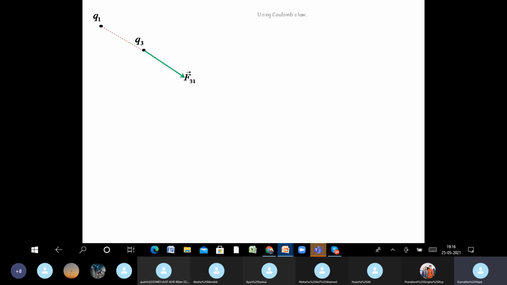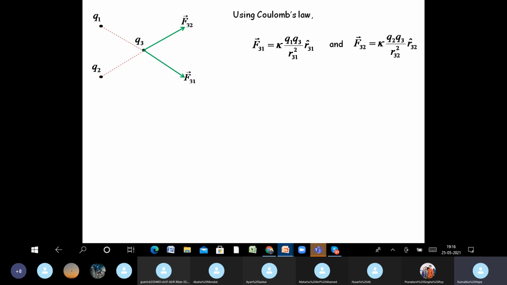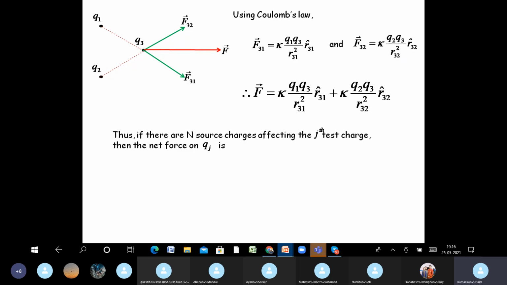So if this is the picture, using Coulomb's law, the expression of F31 is k Q1 Q3 by R31 squared, R31 cap. Again, the force on Q3 due to Q2 is F32, and its expression from Coulomb's law is this. So the final expression of the force acting on Q3 when Q1 and Q2 are simultaneously exerting a force on Q3 is given by the sum of the above two forces. If there are n source charges affecting the jth test charge, then the net force on Qj is obtained by using this expression.